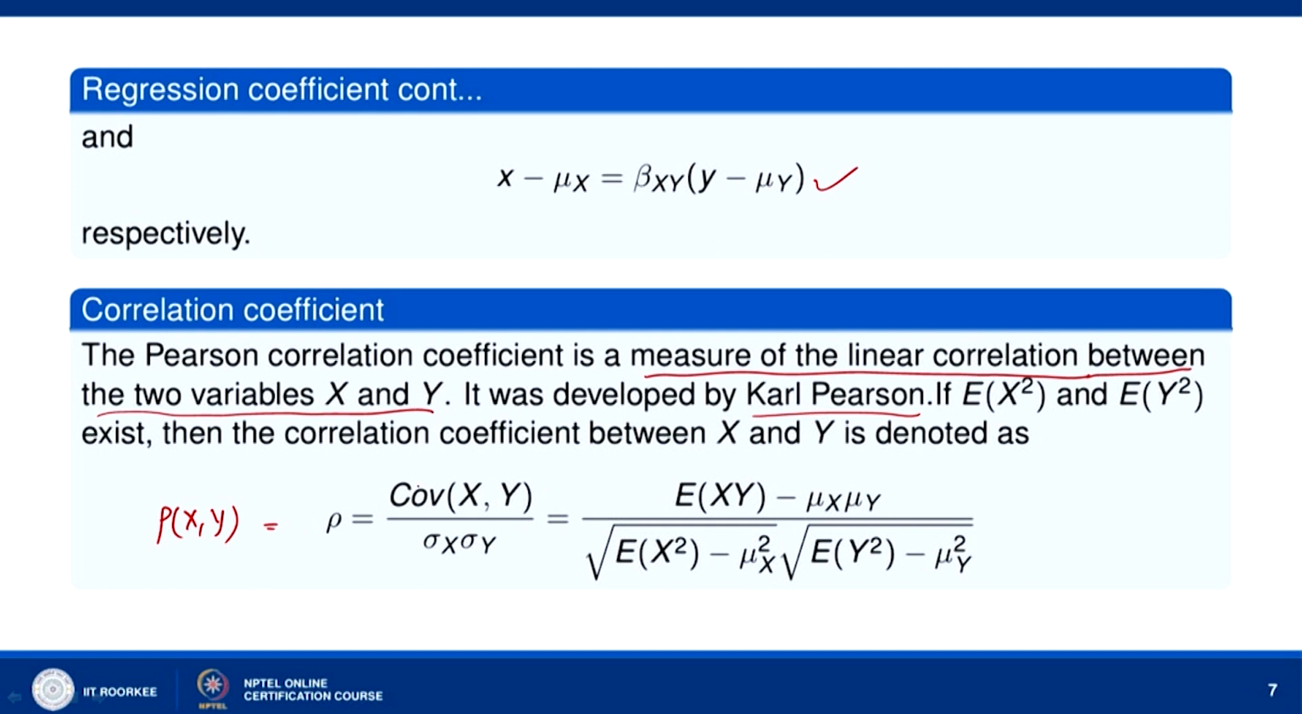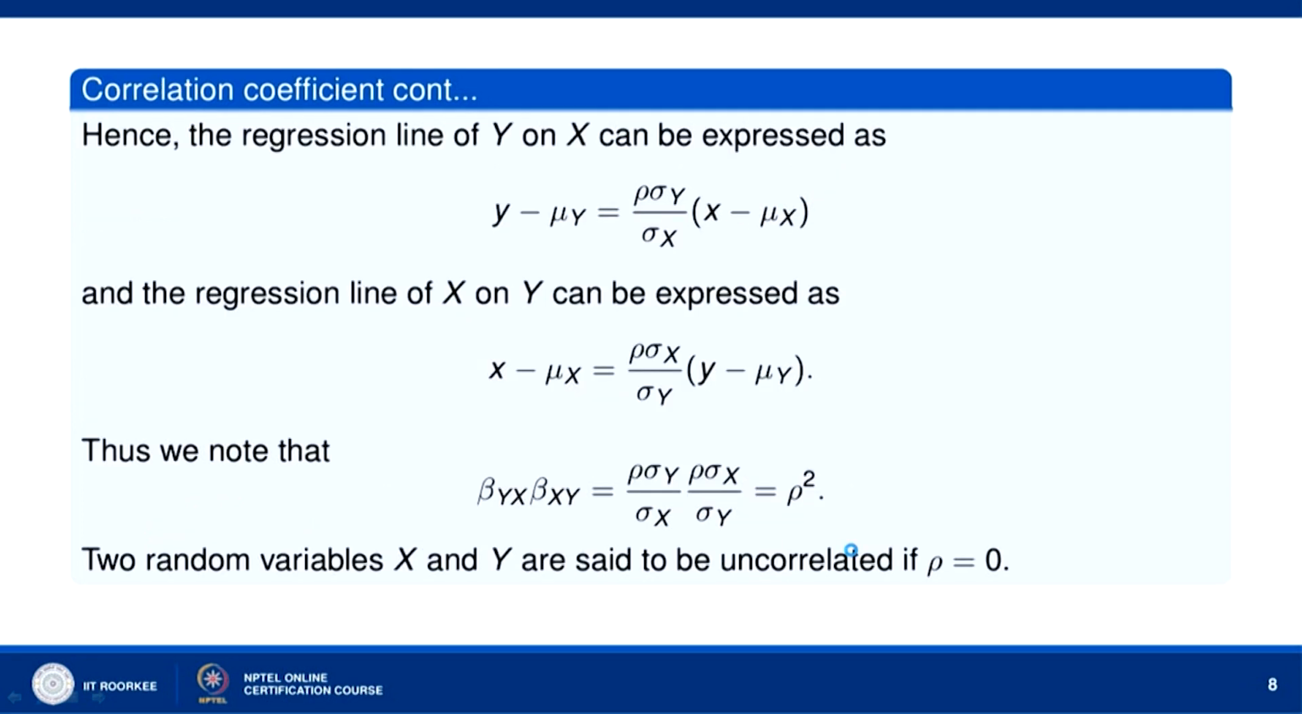Now, covariance of x y by definition is E x y minus mu x mu y, and sigma x is the square root of variance of x, that is E x square minus mu x square, and sigma y is the square root of variance of y, which is the square root of E y square minus mu y square. Now, using the definition of rho, we can write the regression line of y on x in this form.